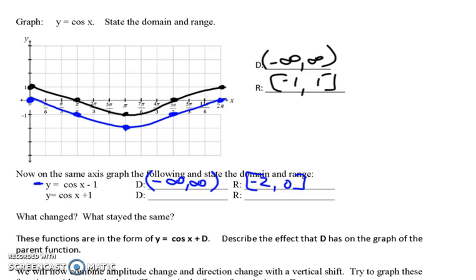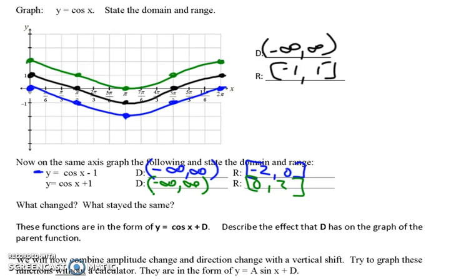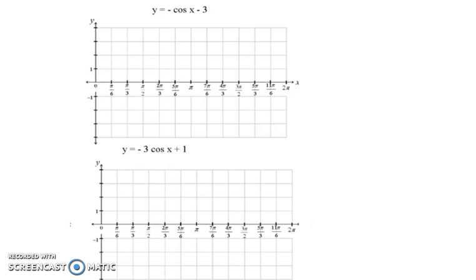Pause the video, try graphing cosine of x plus 1, and press play when you are ready to continue. Okay. Notice the graph in green of y equals the cosine of x plus 1. All the points were elevated 1. So now we have a range with the bottom being 0 and the top being 2. Let's practice some more on your own. Do the following graphs, press pause, do the graphs, and then press play when you're ready to continue.